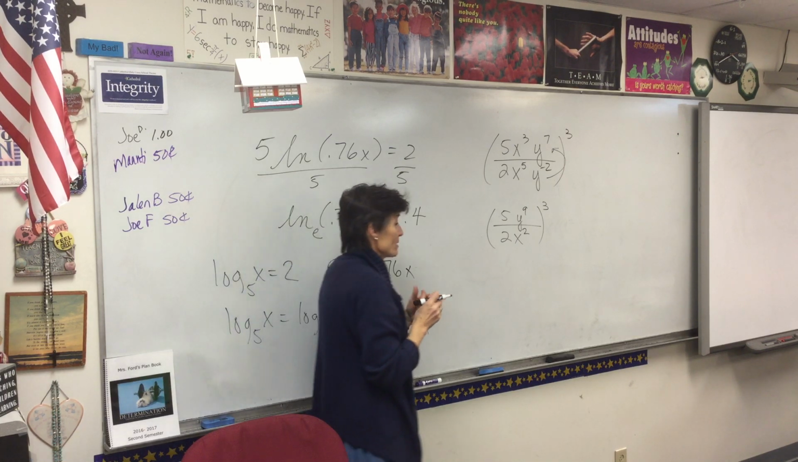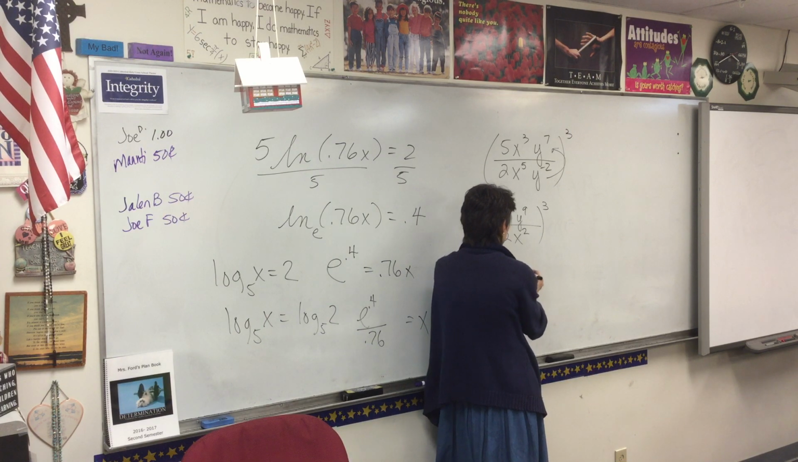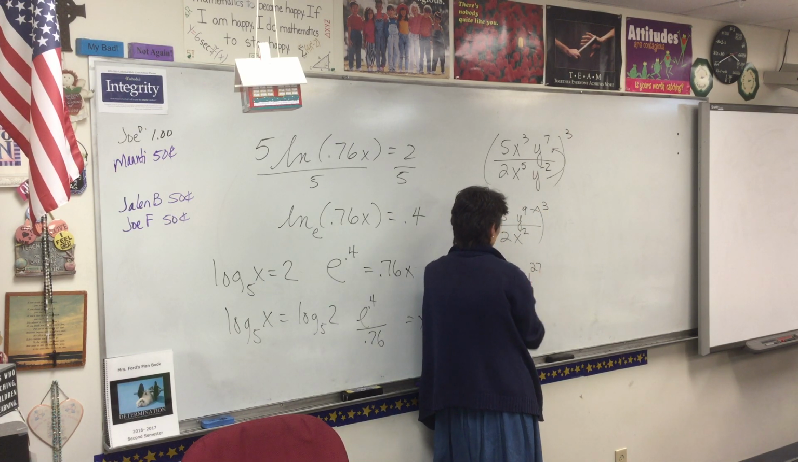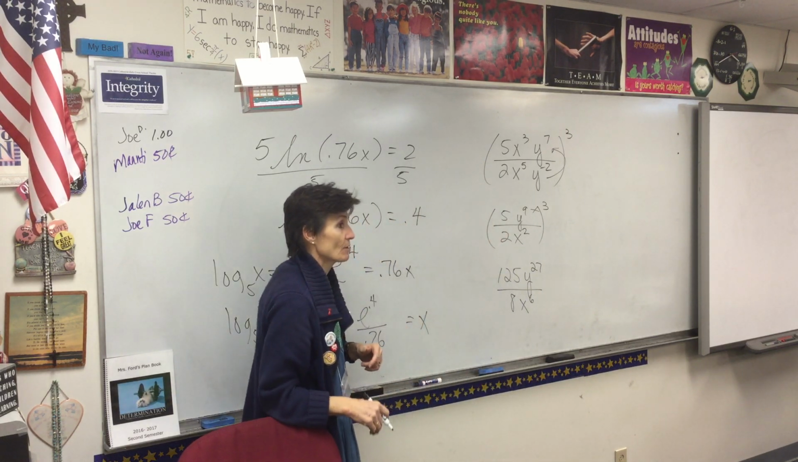Now I have to cube everything. So 5 cubed is 125. y to the 27th. Yes, remember these exponents get multiplied. 2 cubed is 8. And x squared cubed is x to the 6th. So that would be your final answer.